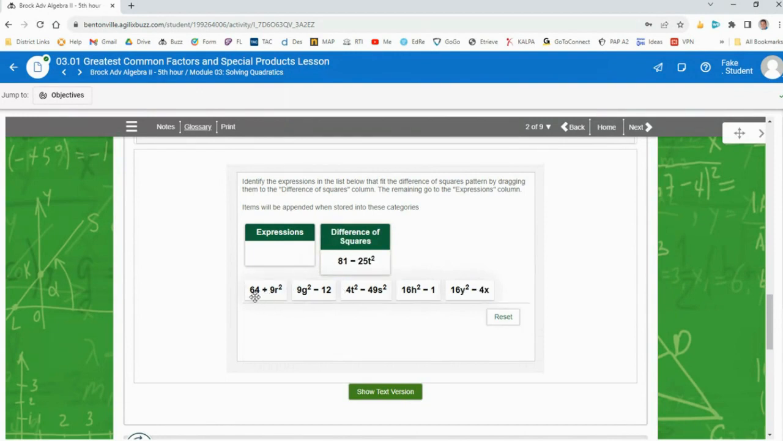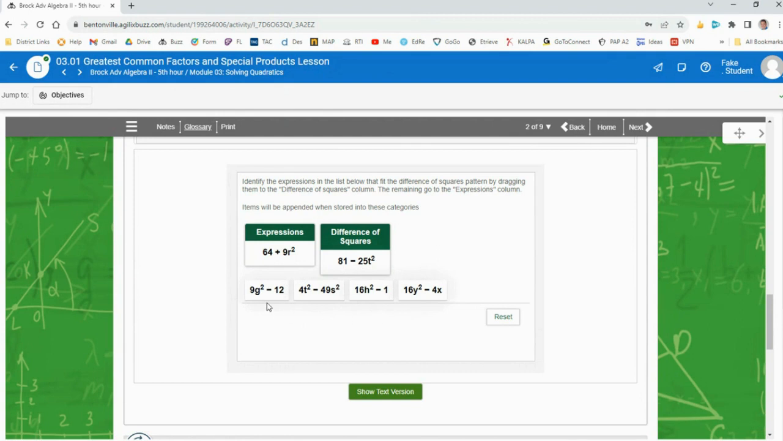How about this next one? 64 plus 9r squared. We fooled you. Is that a difference? That's a sum. That's a sum of squares. That's not a difference of squares. Yep, fooled you. It has to be a difference. Has to be a subtraction. Okay, all the rest of these are subtractions, so there's no more fooling you in that one.